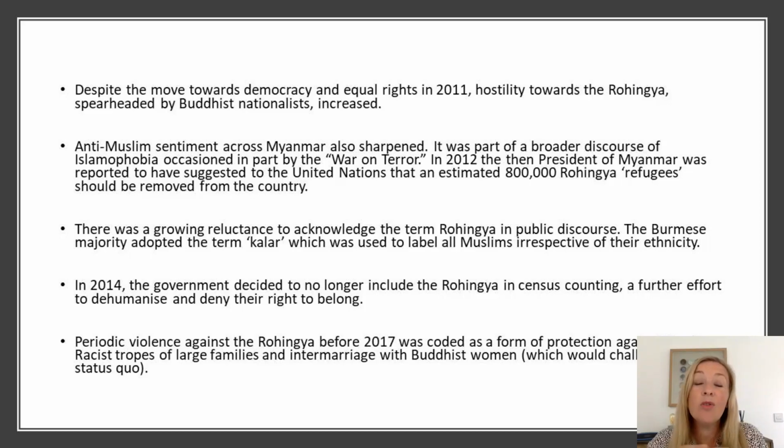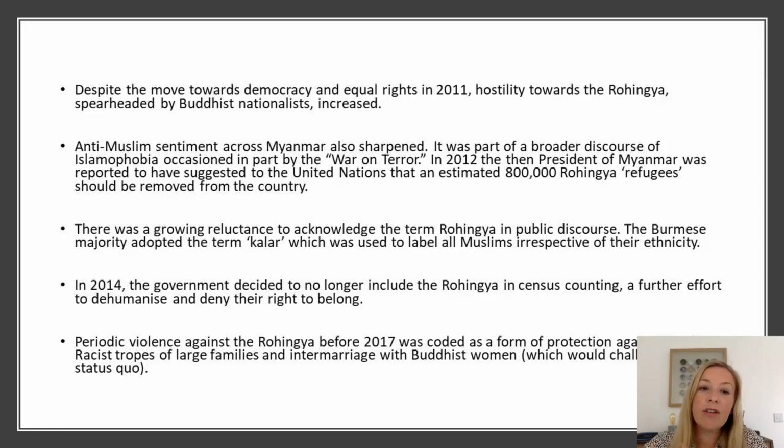It's also important to remember that this happens against a backdrop of lots of anti-Muslim sentiment, part of a broader discourse of Islamophobia occasioned in part by the war on terror. In 2012, there's a really interesting example of the then president of Myanmar, who was reported to have suggested to the United Nations that an estimated 800,000 Rohingya refugees should be removed from the country. And that's a really interesting concept also, the use of the term refugees. These were residents and citizens, although not on paper, of Myanmar who had a long and deep ancestry there.